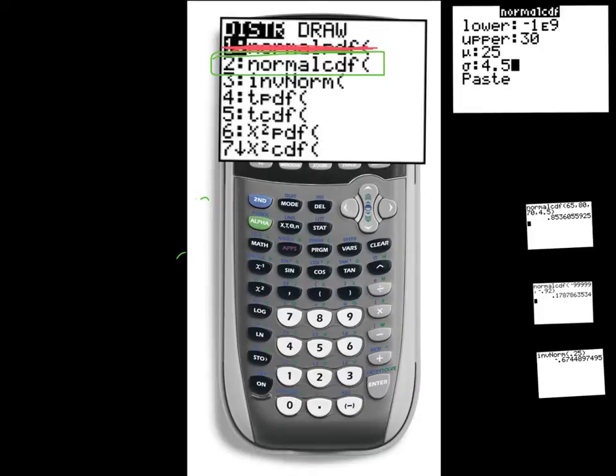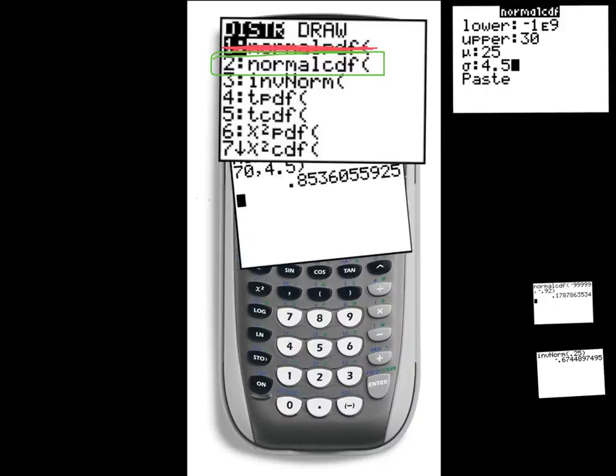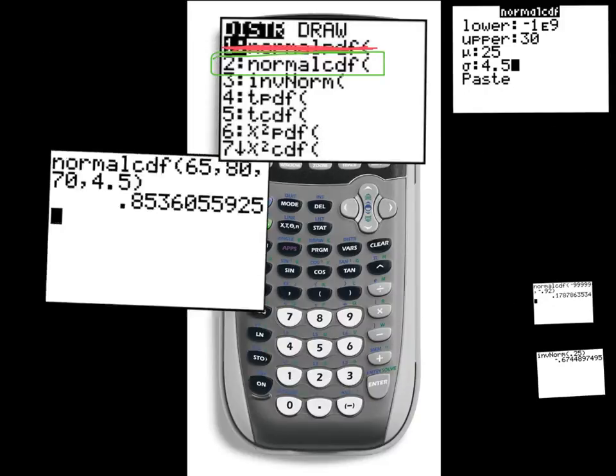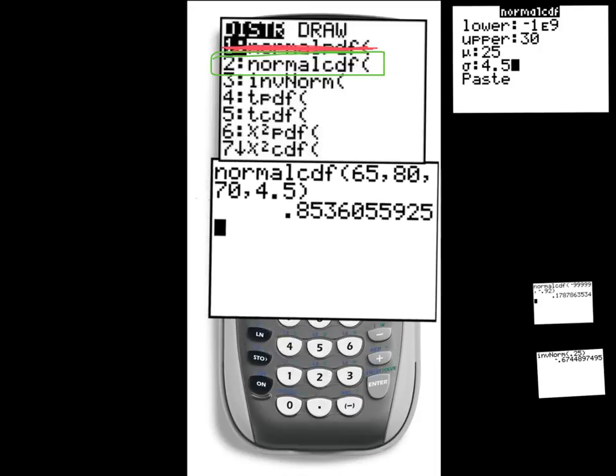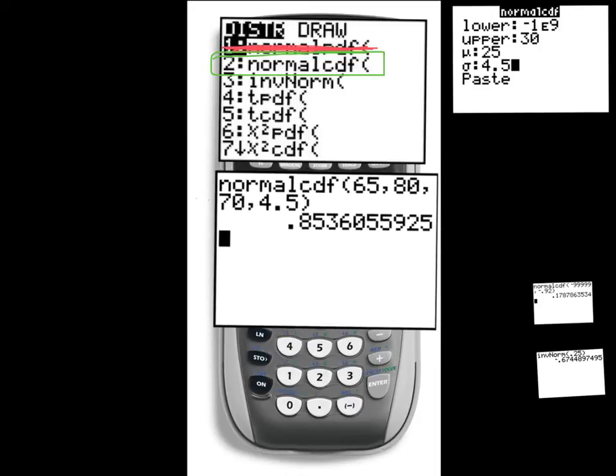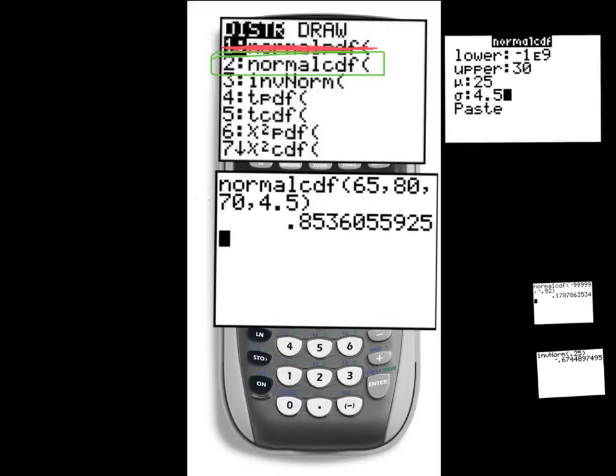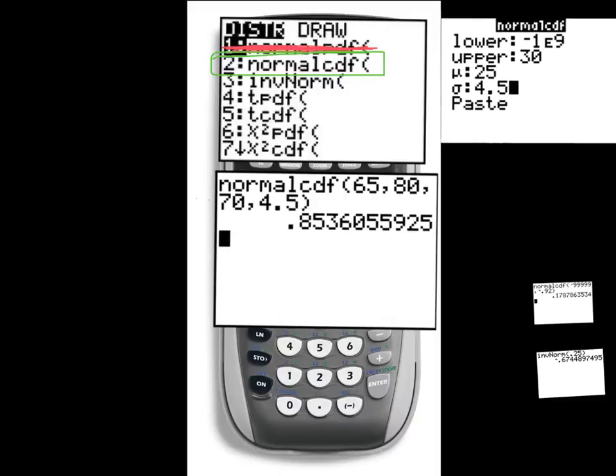Okay? So now, when you hit enter on this normal CDF, you're going to see one of two things. You're either going to see it come up where you have just this, except there won't be any writing. There won't be any 65, 80, 70. It'll just say normal CDF. Or you're going to see this one right here. And this is if you have a newer calculator. This is what it looks like.